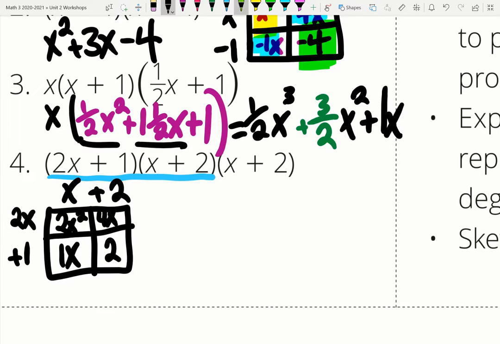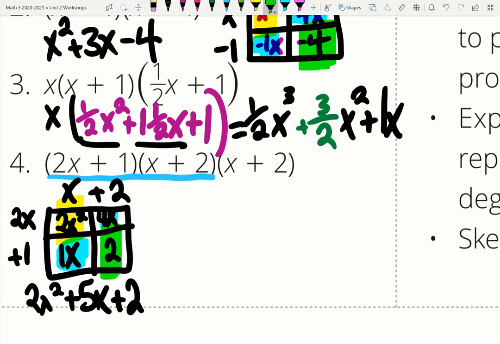I'm going to take a moment to write this out. Going in order, 2x squared, 4x and 1x make 5x's plus 2. How do I remember it's positive? Well, when there's no sign, you assume it's positive.